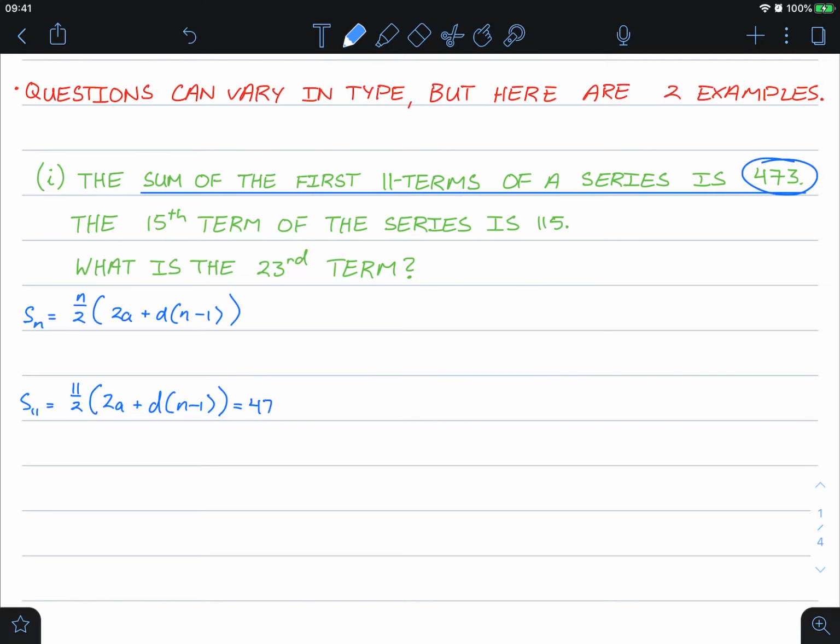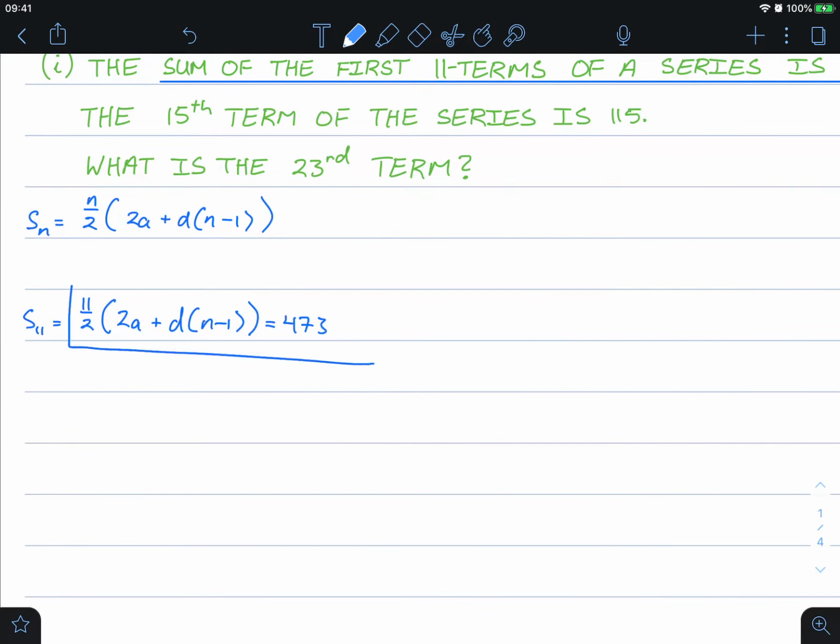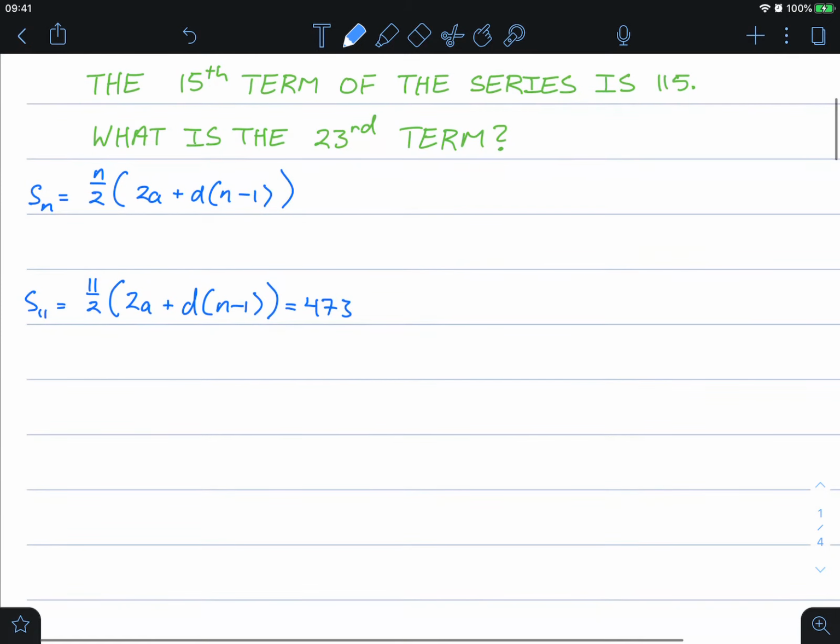So 473. I'm going to simplify this as best I can. I'm going to multiply both sides by 2. So we get 11 outside of 2a plus d. Oh, sorry. Also, I just realized this n should have been 11, because remember it's the 11th term, so we can actually use that. That should have been 11 take away 1, so this is 10d.